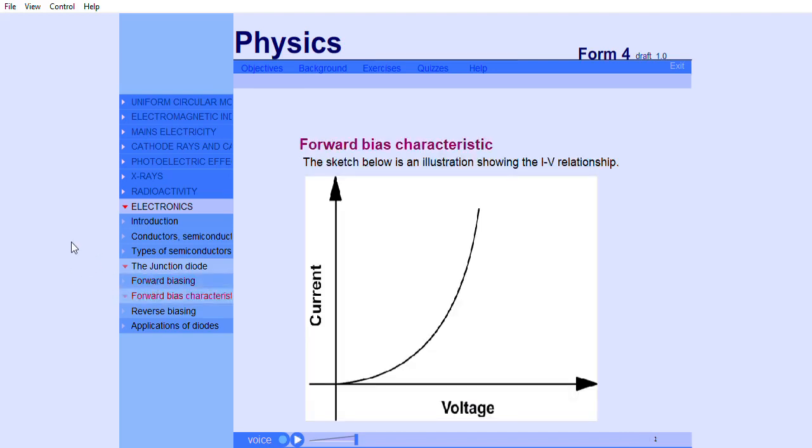Forward bias characteristic. The sketch below is an illustration showing the IV relationship.